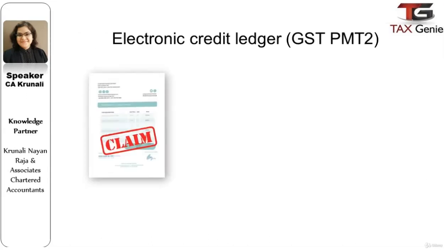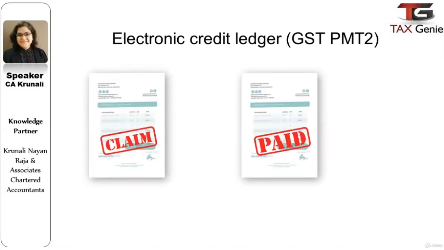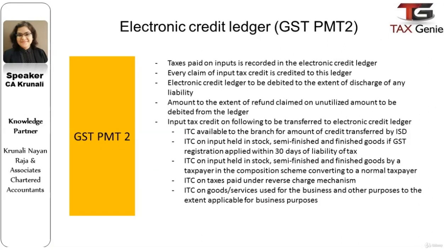We now move on to discuss the next ledger, which is the electronic credit ledger. This ledger is maintained in form PMT2. Let us understand the electronic credit ledger in a bit more detail. In this ledger, input tax credit as self-assessed in the monthly returns will be reflected. The credit in this ledger can be used to make the payment of tax only, and no other amount such as interest, penalties, fees, etc. would be allowed to be paid through this ledger.